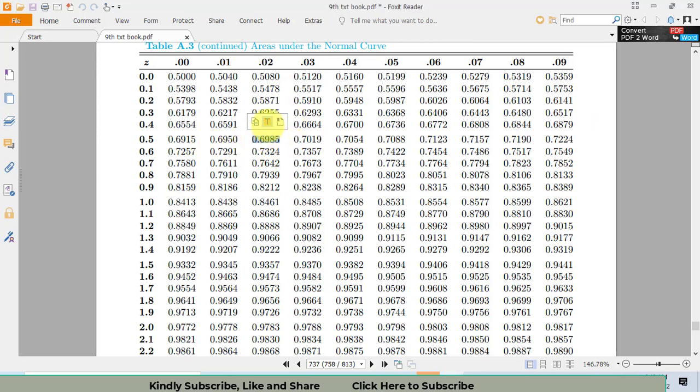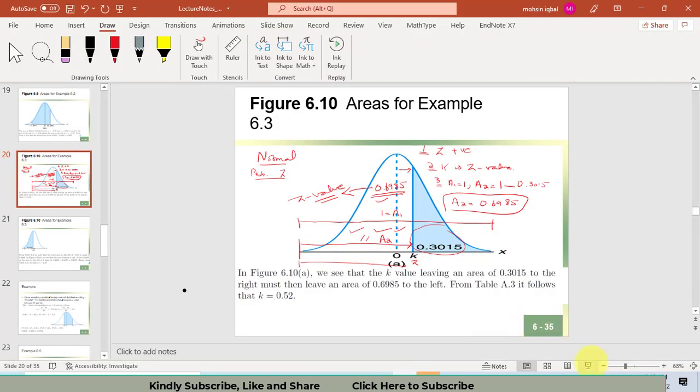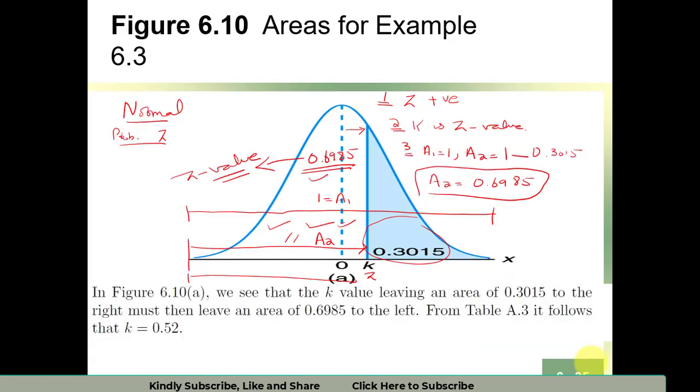Highlight it, and we got the value 0.6985 at the intersection of 0.5 on the y-axis of the z and 0.02 on the x-axis. So it is obvious that we got k equal to 0.52. It means that at k equal to 0.52, or z equal to 0.52, this is the value to the right side of which we got an area of 0.3015. I hope you understand this problem.